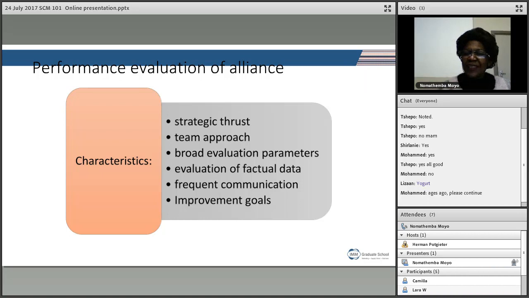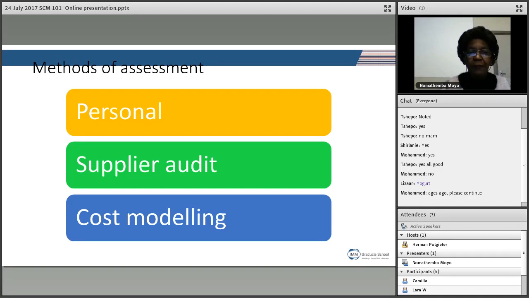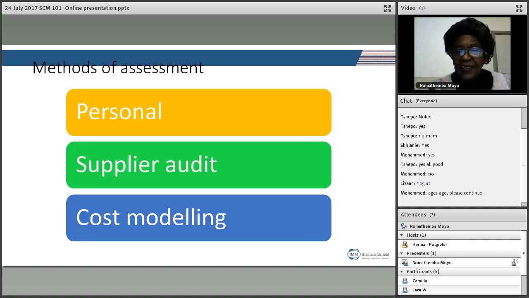There's a broad evaluation of parameters. Your evaluation is based on factual data. There's frequent communication. There's improvement of goals. You sit together, come up with goals, and try to improve them. Levels of assessment. You will look at the product level, process level, quality assurance level, and business organization level. Then methods of assessment. You can assess personally. There can be a supplier audit. There can be cost modeling. These are explained in detail in the book.